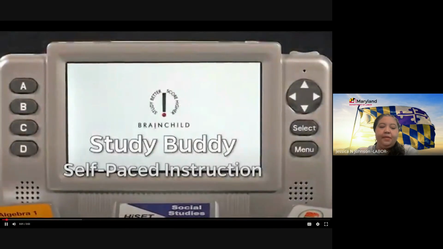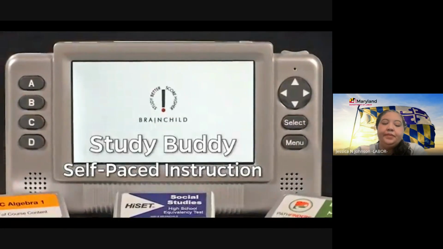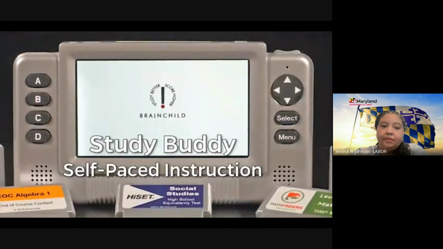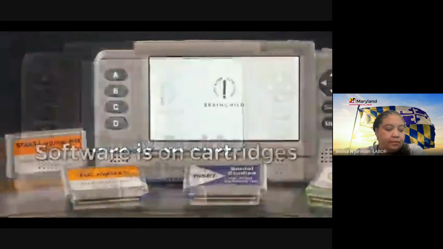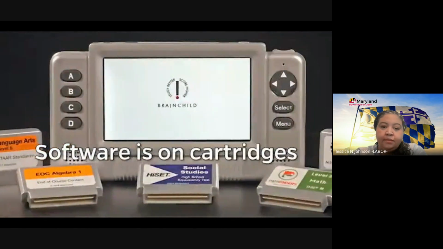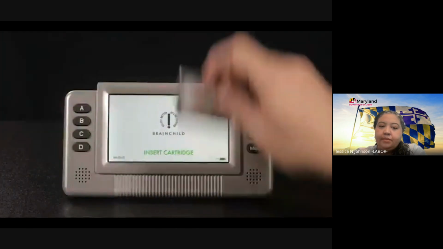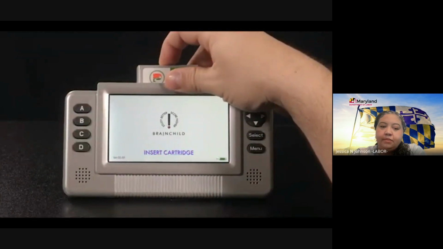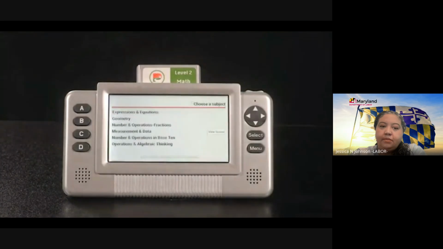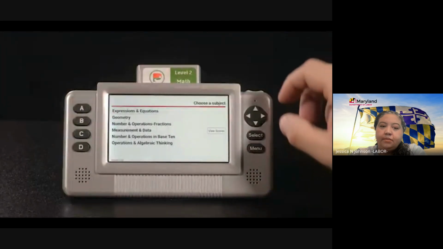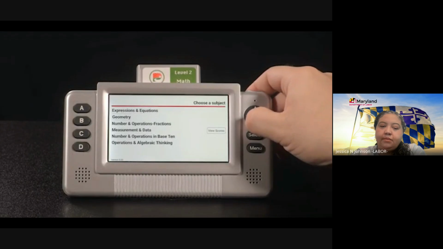Study Buddy lets students learn privately and at their own pace with multimedia instruction and immediate feedback. All software is on cartridges. There's no Wi-Fi and no way to connect to the internet. Here's how it works. Select a cartridge and insert it into the top of the unit. Once the unit boots up, the Choose a Subject screen appears. Use the 4-way button and select button to choose the subject.